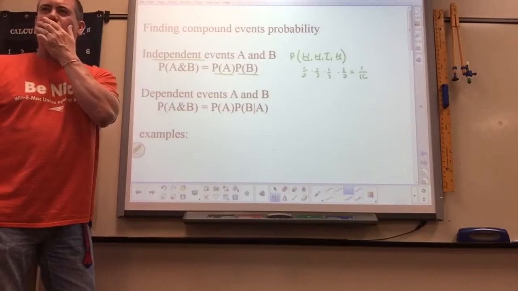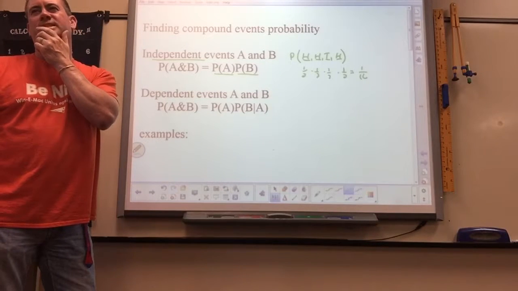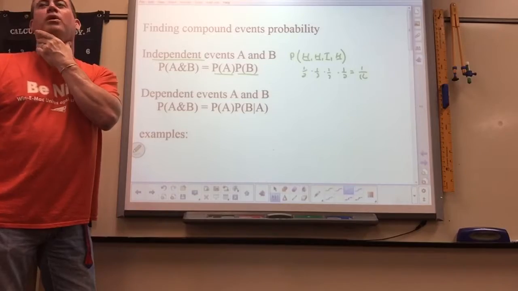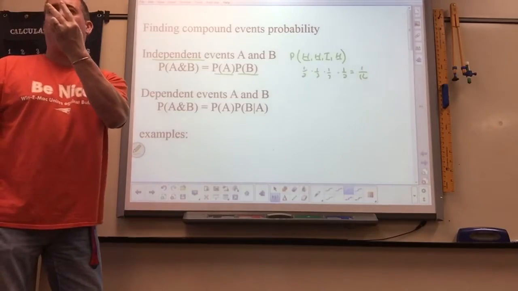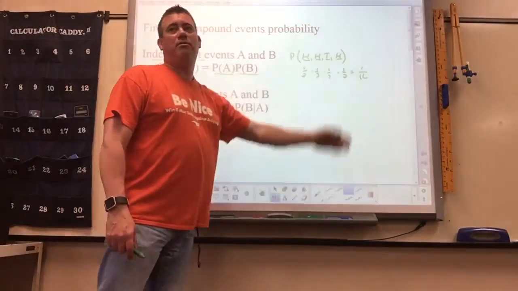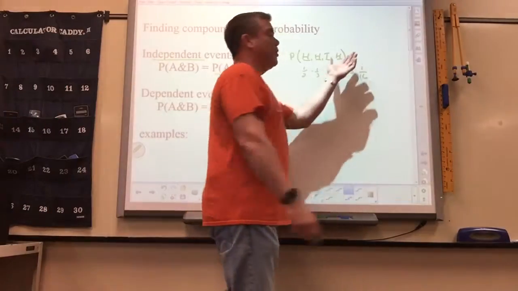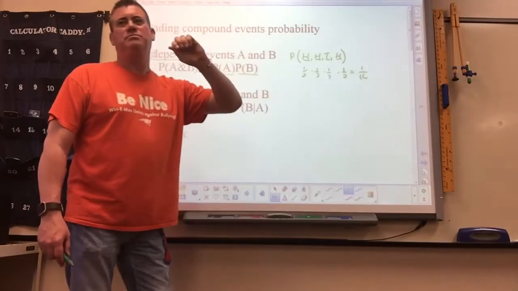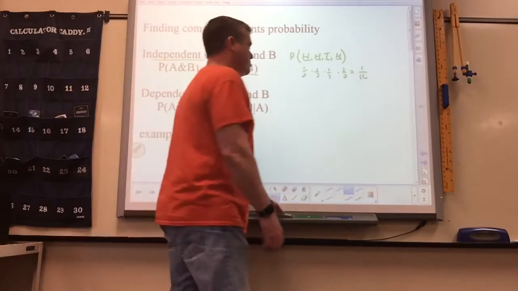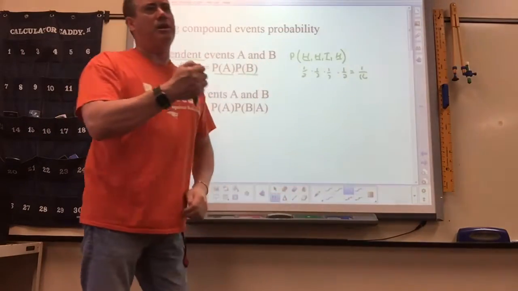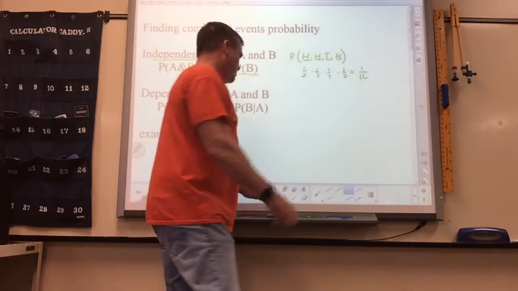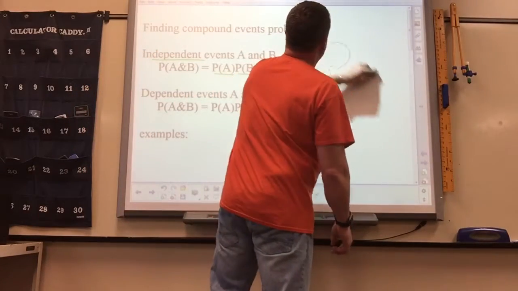Yep. Wait, so couldn't you just like square it if it's like the same thing? If it's the same thing, yeah, if you're just doing it twice. Or here, since it's 4 of them, you could do it to the 4th. They won't always be the same probability, though. Why is that 1/2? Because when you flip a coin, you can either get heads or tails. Okay.